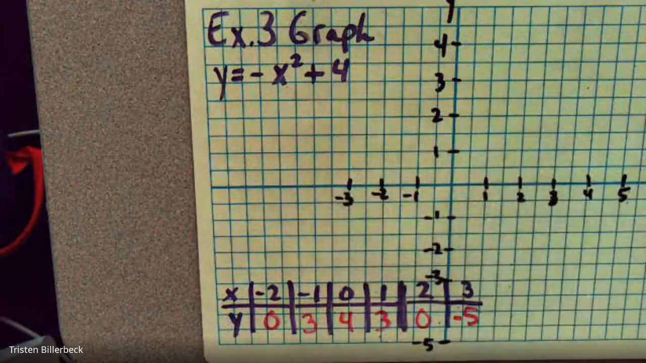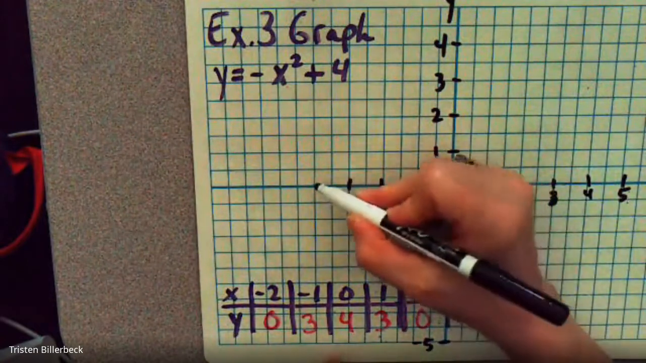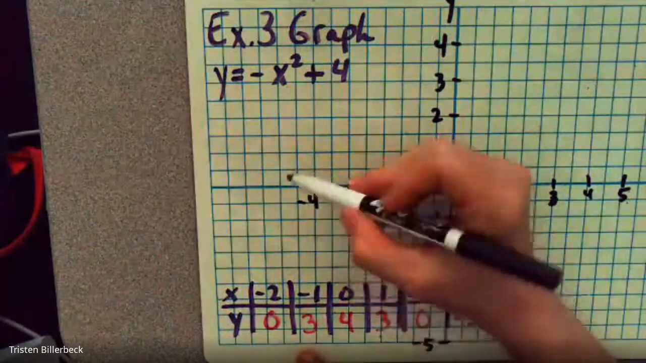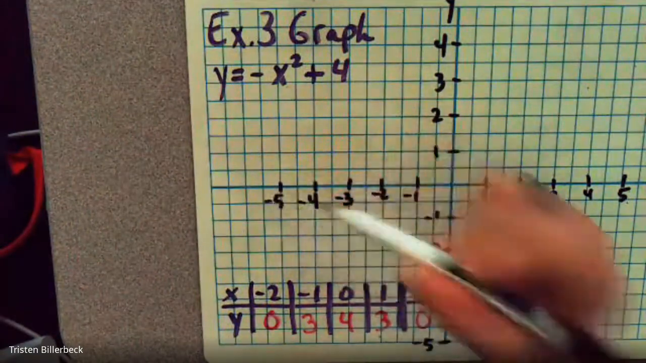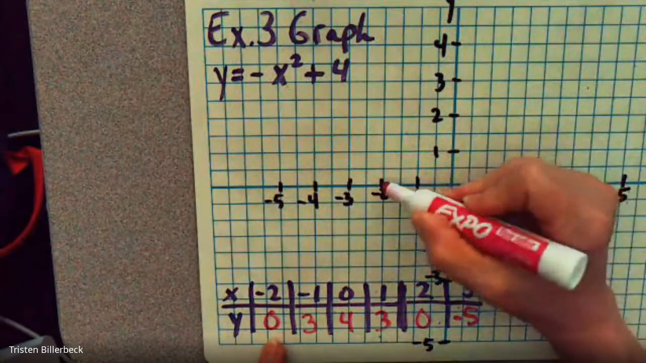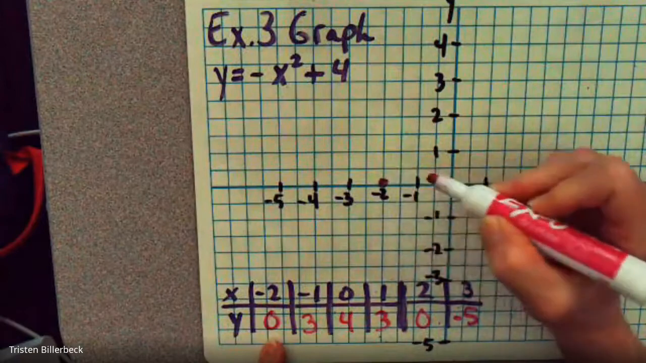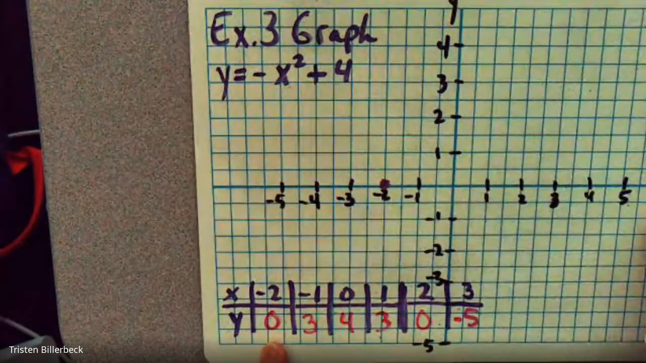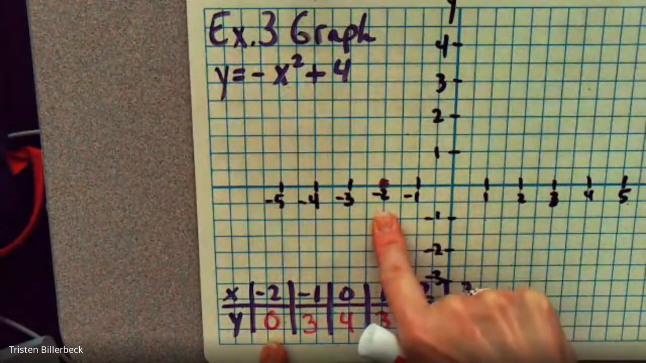And I'm just spacing it out so we can have a nice view of the graph, the parabola. Okay, -5. There we go. All right. So let's plot these points. So we have 0, -2. Boom. That is an x-intercept. See the x-axis? It just intercepted.